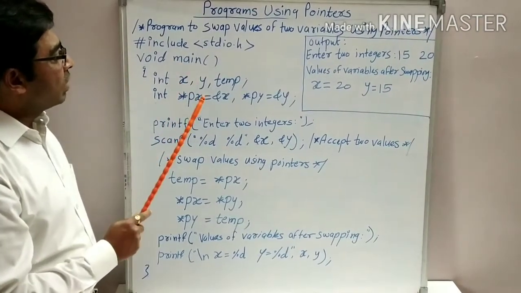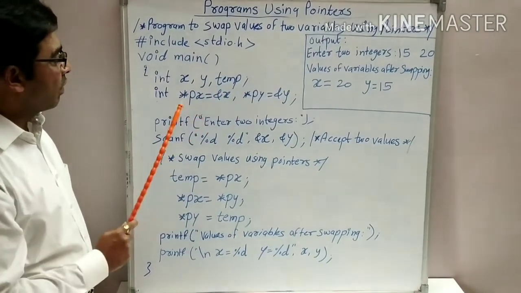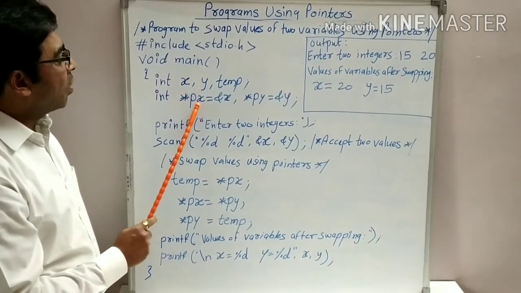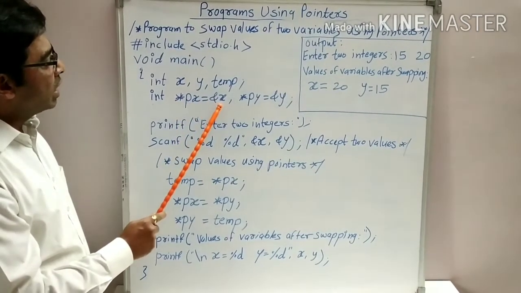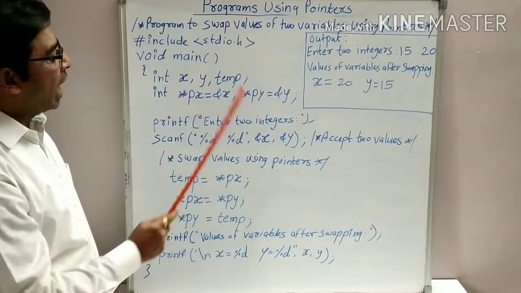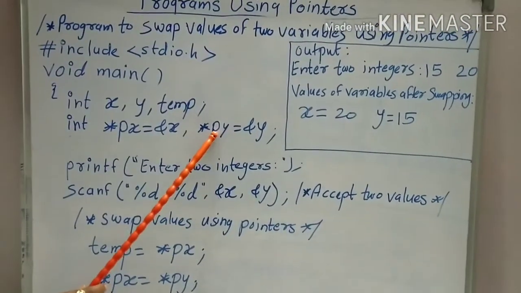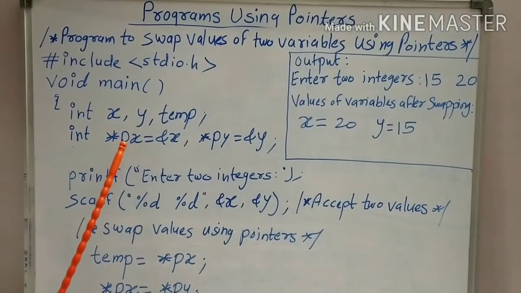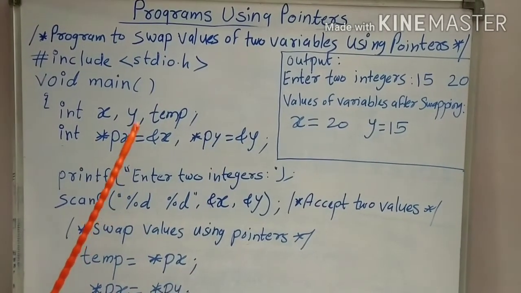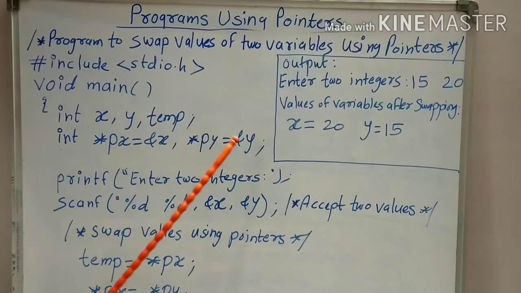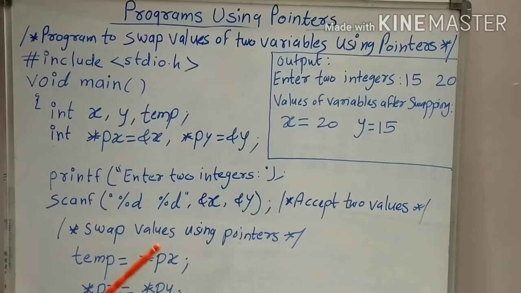Again x and y are the two variables which represent these two values. Temp is the variable required for swapping. Then I will declare two pointers, one is px and one is py. Px will be the pointer of x, py will be the pointer of y. So the address of x is assigned to px, the address of y is assigned to py. So in this way, px will become the pointer of x, py will become the pointer of y. Now further in this program, whenever I want to process the value of x and y, I will use star px and star py instead of x and y.